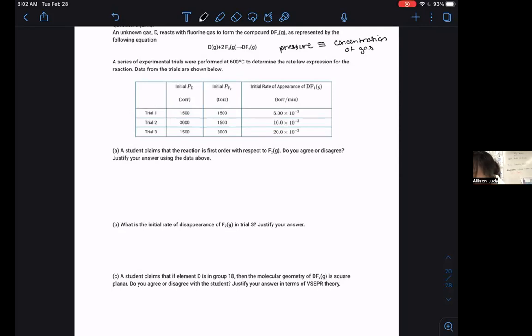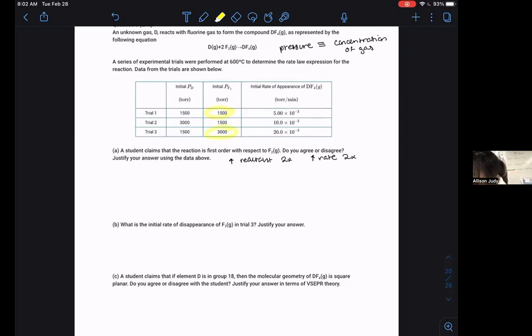And a student claims that the reaction is first order with respect to F2. Do you agree or disagree? So remember that first order requires that if you increase your reactant concentration by double, then you should see that your rate also doubles. It's a 1-to-1 ratio of change. So when we look at the trials, for F2 we want to find the trial where D doesn't change in pressure or concentration. And so it would be trial 1 and trial 3 that we would compare.